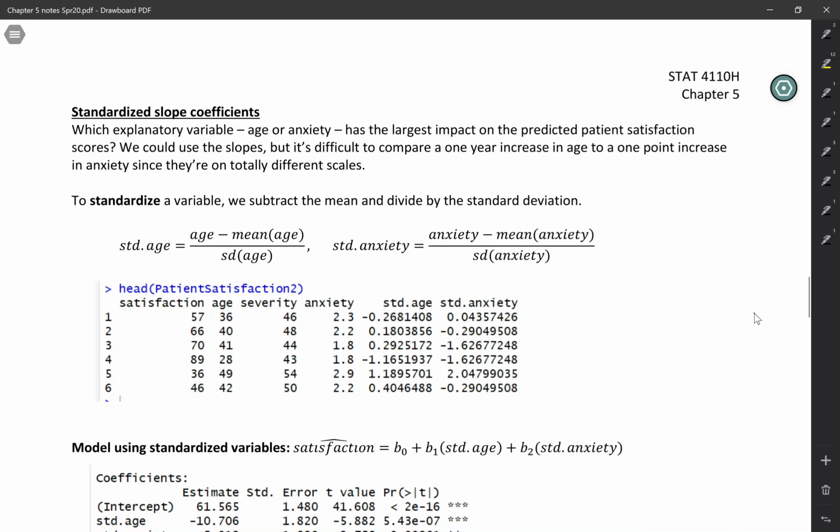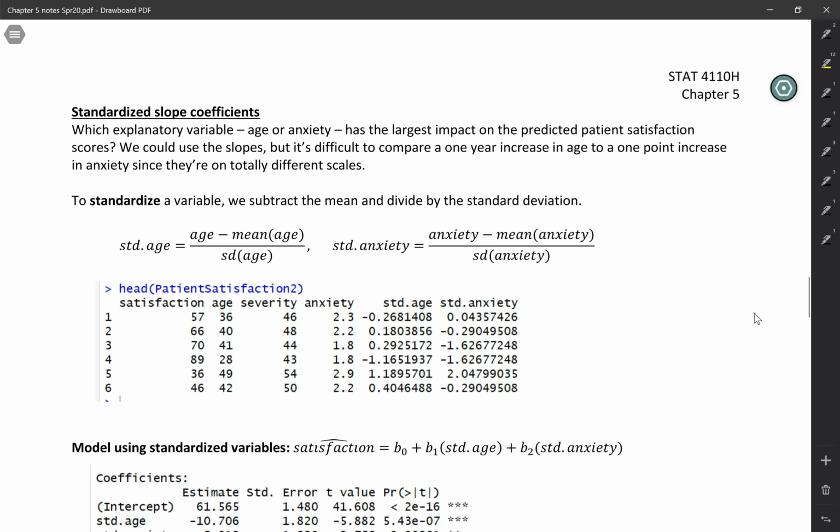In this video, we're going to be using the patient satisfaction data. So if you haven't already, go ahead and do the Socratic questions to practice using R and to also select a model for this data. So we're going to be using age and anxiety to predict satisfaction.